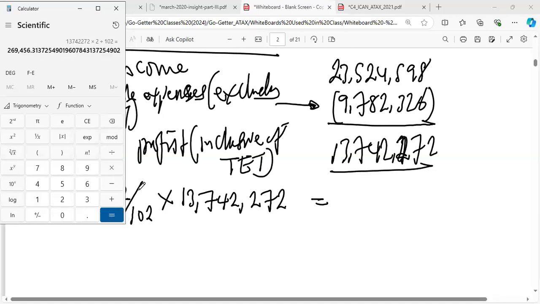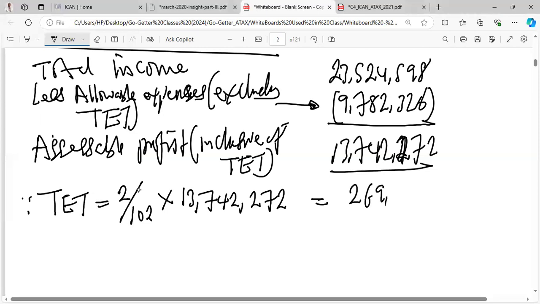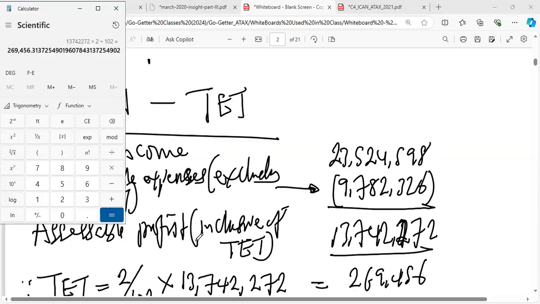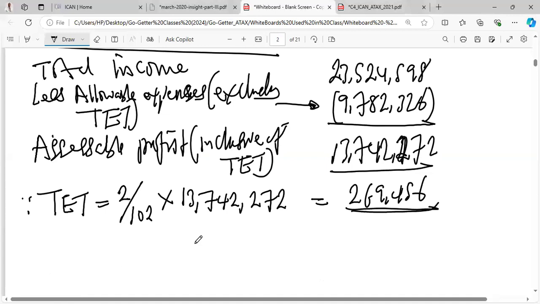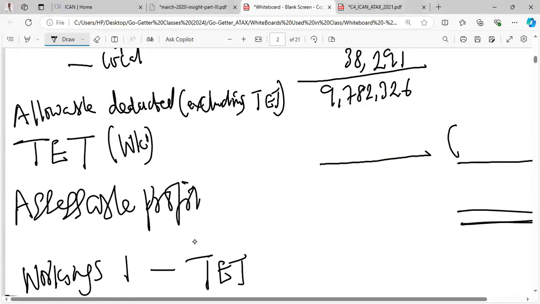So your tertiary education tax is 269,456. Let me be sure. 269,456 approximately. So that's it. So I'll bring it down here.